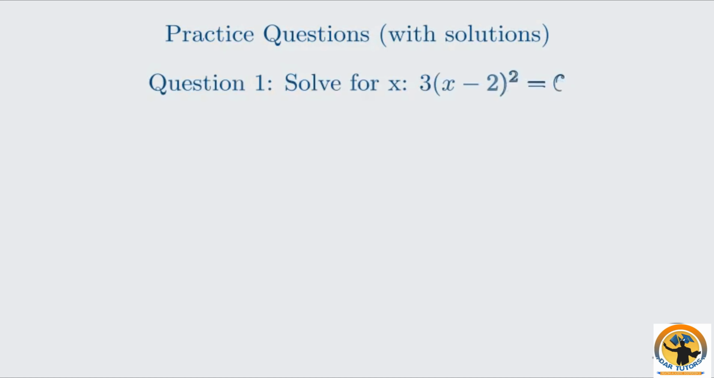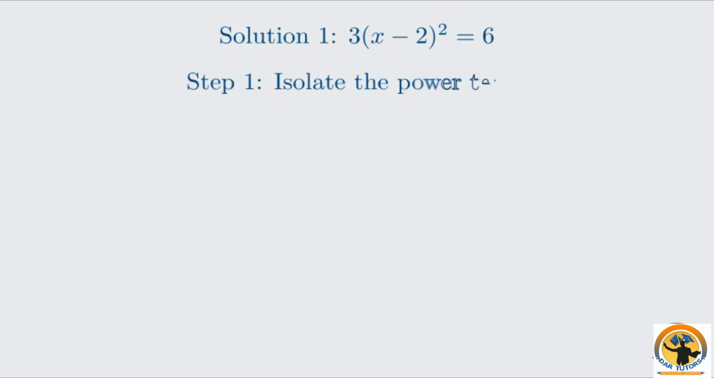Question 1. Solve for x: 3 times the quantity x minus 2 all squared equals 6. Here's the solution to question 1. This is a power equation in the form (x + a)^n = k. The first step is to isolate the squared term by dividing both sides by 3. This gives us (x - 2) squared equals 2.